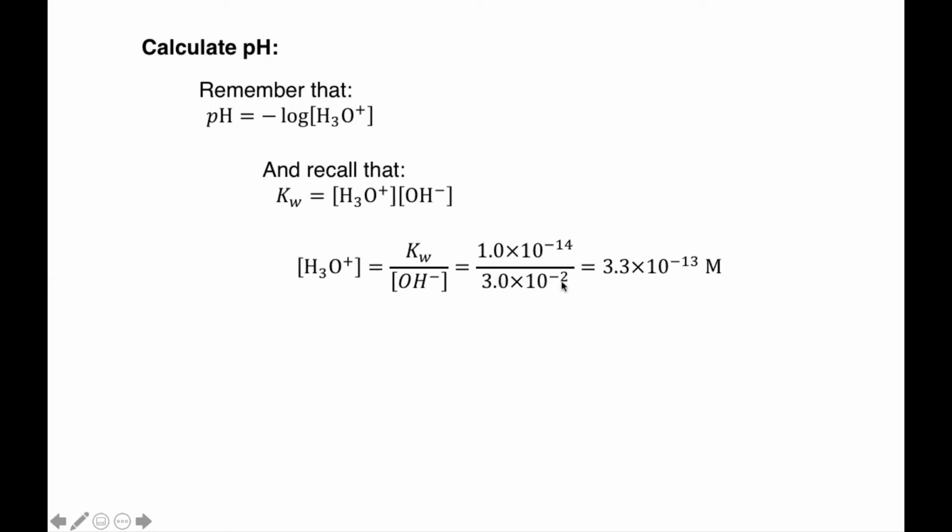the hydroxide, which we just found out, which will give us a value of 3.3 times 10 to the minus 13 molar. So pH is equal to minus log 3.3 times 10 to the minus 13, which is equal to 12.48.